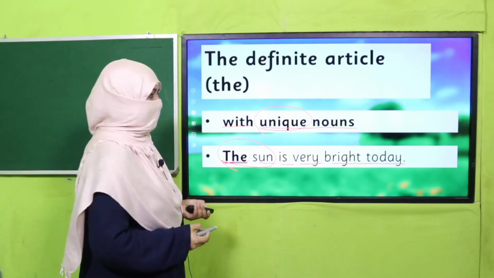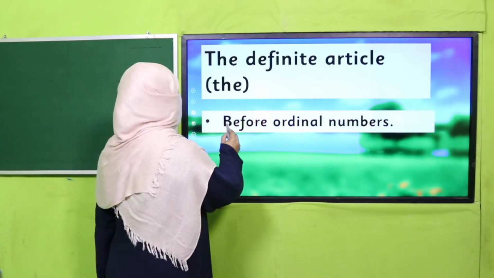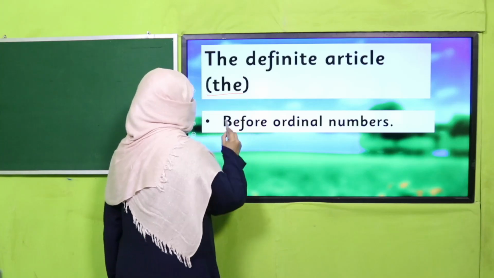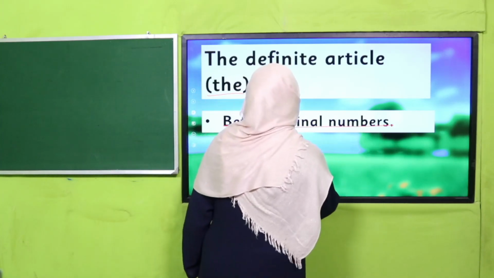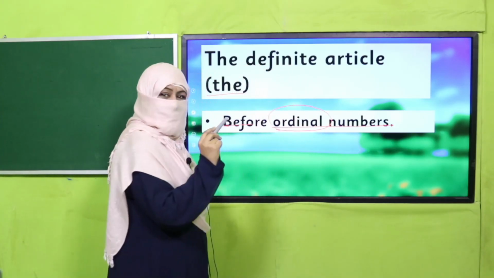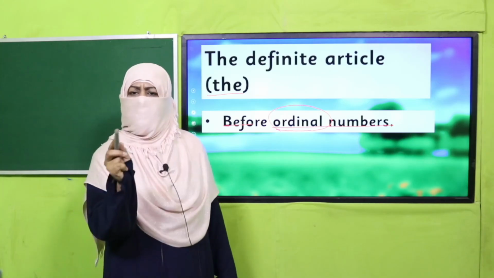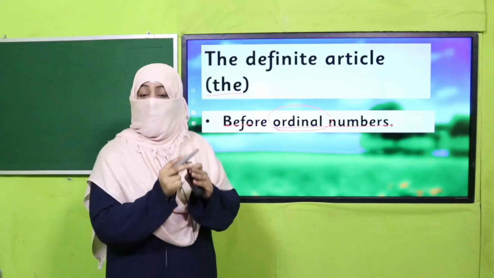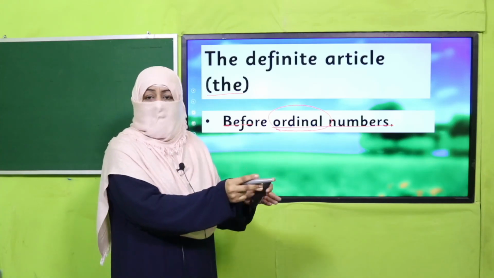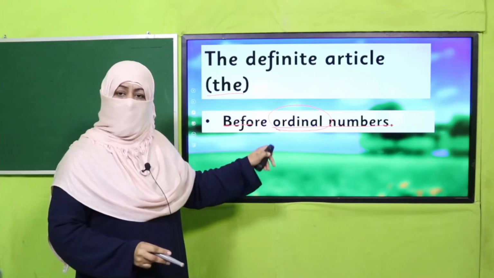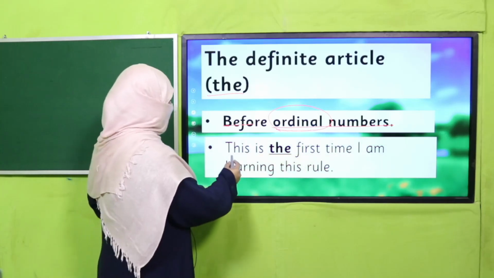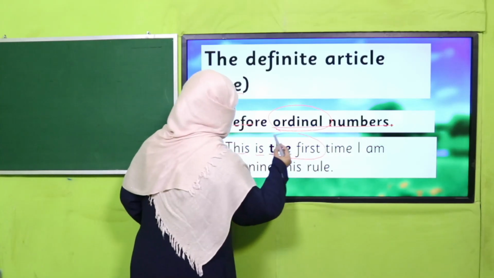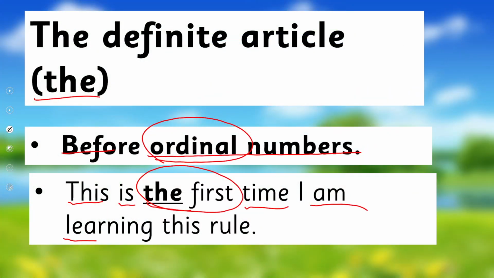It's very simple. And we use the definite article "the" with ordinal numbers. I hope you remember ordinal numbers, which are first, second, third, last, 12th, 100th, which tell the order of a thing. So whenever we mention an ordinal number, we use "the" with that. For example, this is the first time I'm learning this rule. So first is an ordinal number, we always use "the" with it.